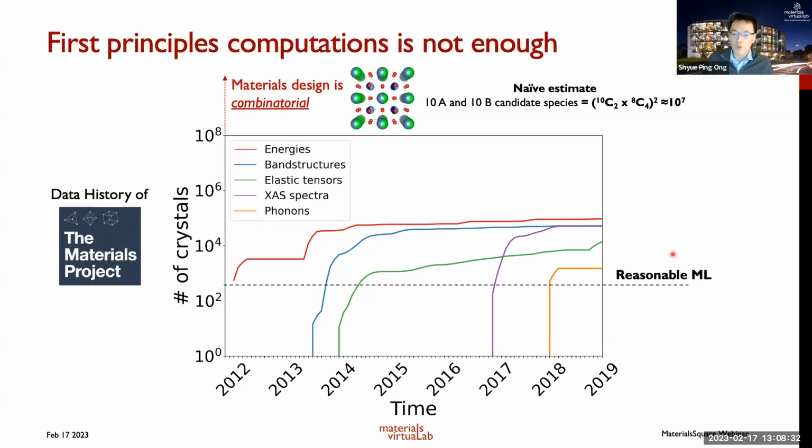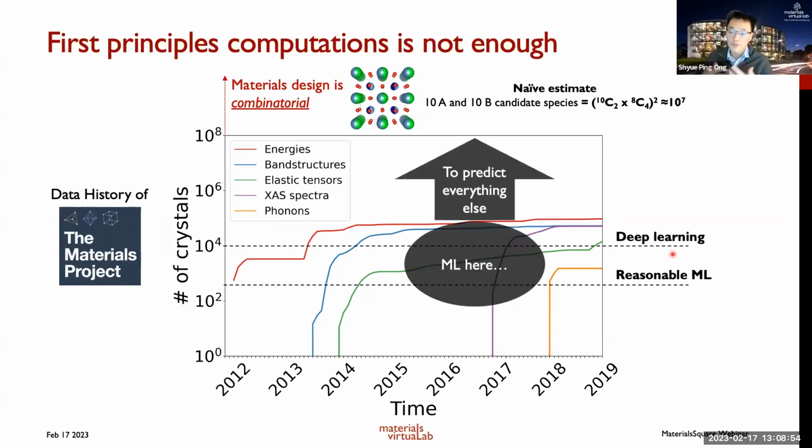So even though we don't have the ability to compute everything, we do have enough data today to start applying machine learning techniques and trying to use the data we already have to learn relationships and predict the properties for every other crystal structure that are potentially out there, okay? And that's basically the general concept, right?